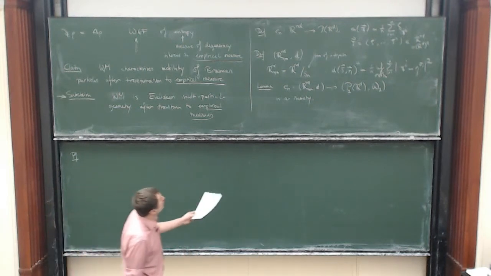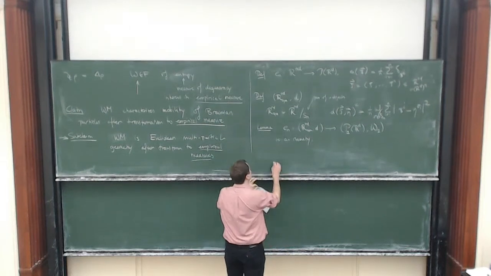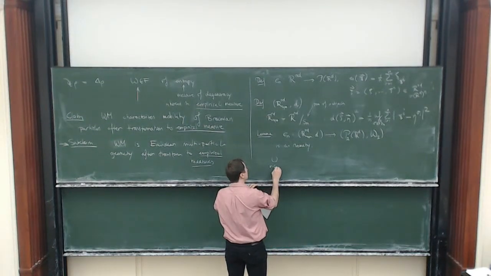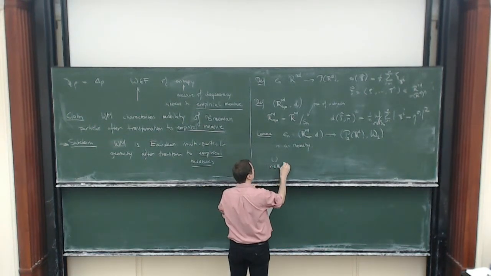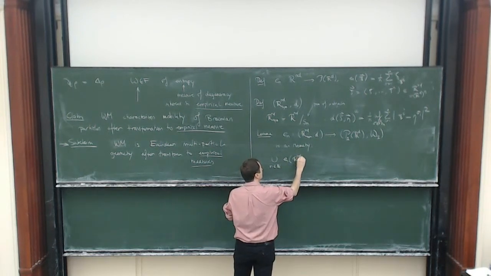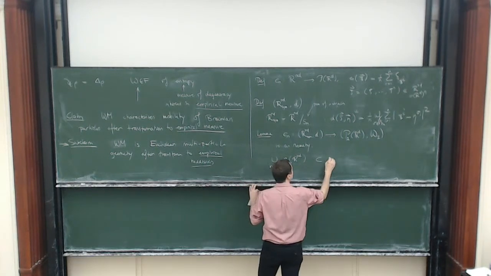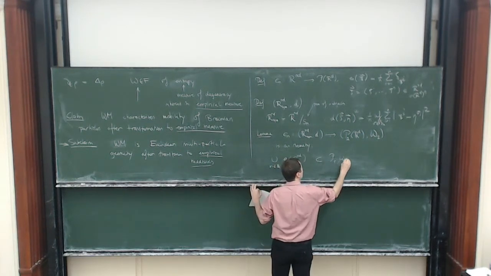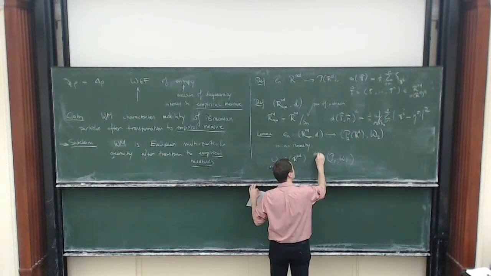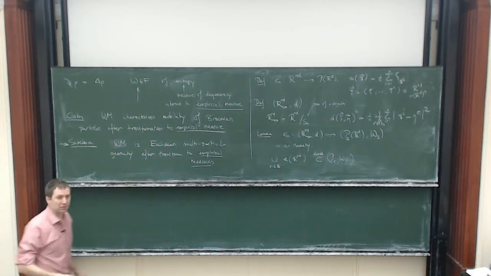So the union over n of the images is dense. So the union over n of En of R^d to the n, or R^d modulo symmetry, it doesn't matter, is dense in P2 with W2. Of course, for fixed n, it can't be because it's just a bunch of delta functions.